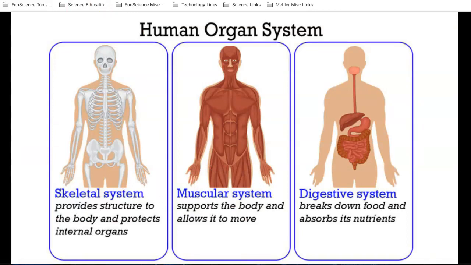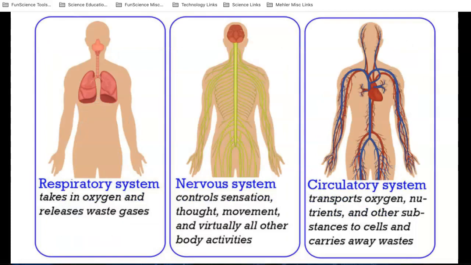The skeletal system provides structure to the body and protects internal organs. The muscular system supports the body and allows it to move. The digestive system breaks down food and absorbs its nutrients. The respiratory system, right here, the lungs and the nasal passages, takes in oxygen and releases waste gas.